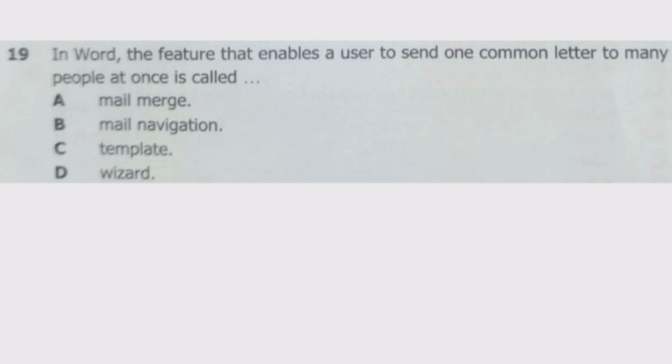Question 19 is as follows. In Word, the feature that enables a user to send one common letter to many people at once is called? A. Mail merge, B. Mail navigation, C. Template, D. Wizard. The correct answer is A, mail merge.